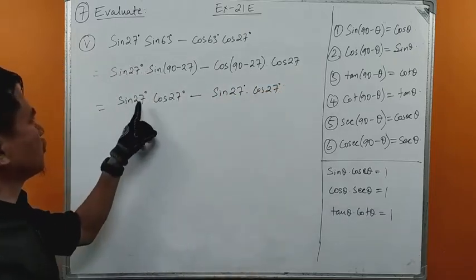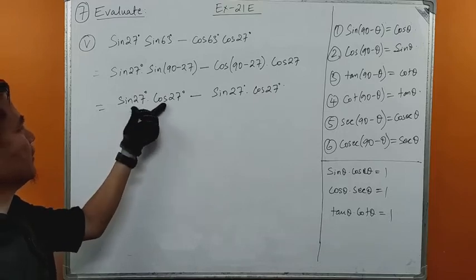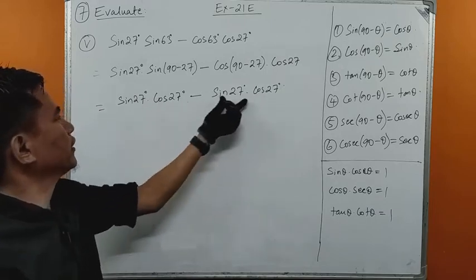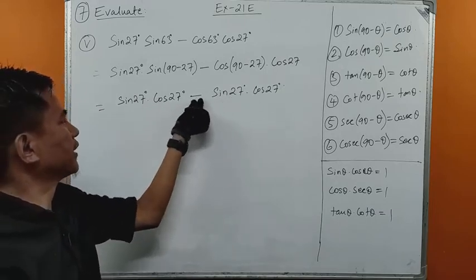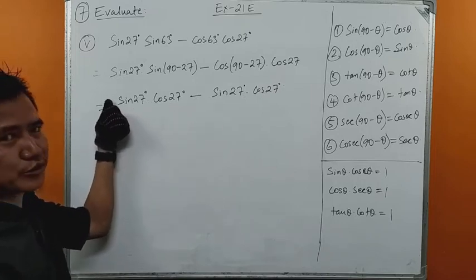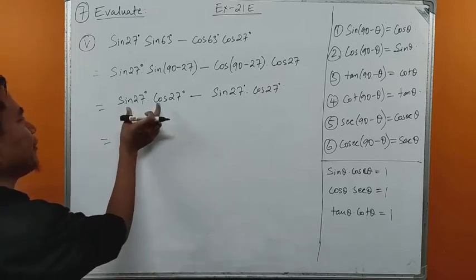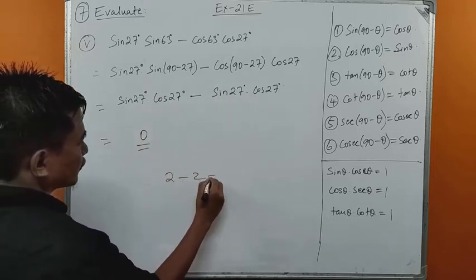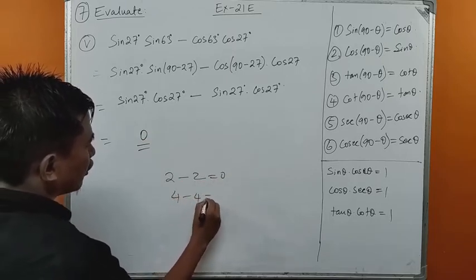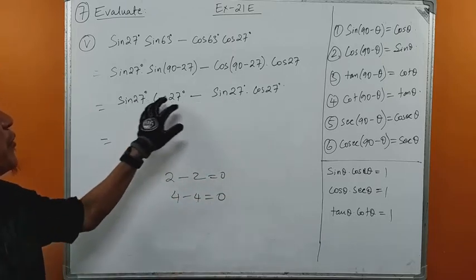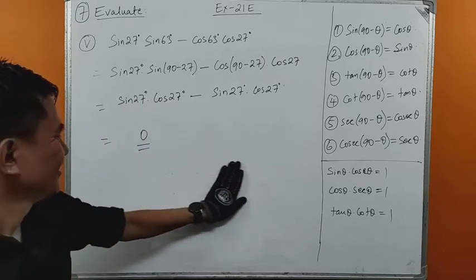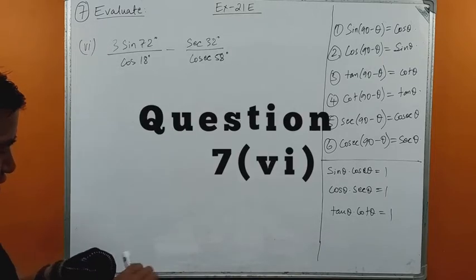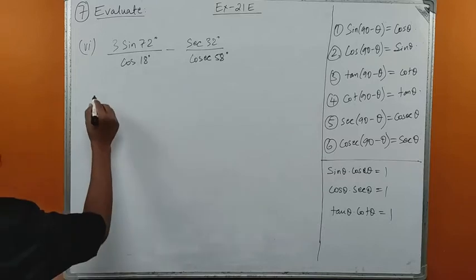Now we have sin 27 into cos 27 here, and here also I have sin 27 into cos 27. Same number, but the signs are opposite. This number has minus sign and this number has plus sign. No sign means plus sign. So if I subtract this number from this number, I get 0. Since 2 minus 2 is 0, 4 minus 4 is 0. We all know this, isn't it? If I subtract the same number from the same number, I get 0. So let's do question number 6. Number 6 of 7. So we are asked to find the value of this expression.